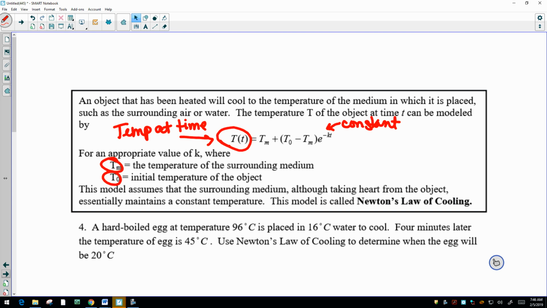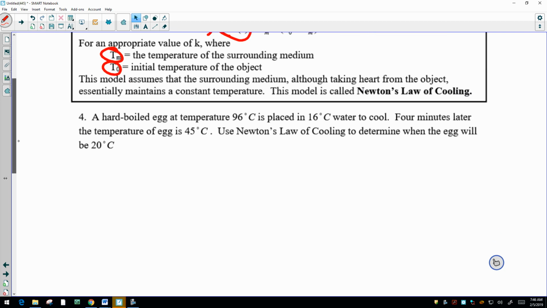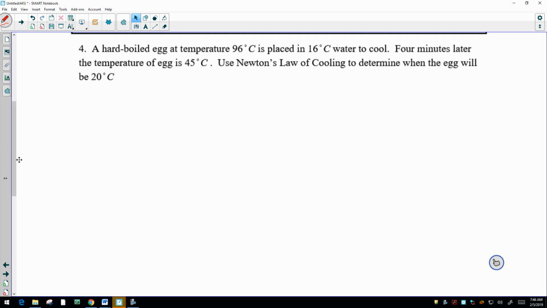And whenever we're doing these Newton's law of cooling problems, I always think you've got to solve for it twice. Once to find the constant, once to find what you're looking for, which is typically time. So for number 4, we have a hard-boiled egg at temperature 96 degrees Celsius placed in 16 degree water to cool. So if I even just stop and think, what did we just find? That's your initial temperature, 96 degrees. The medium, what we're placing it in to cool, is 16.